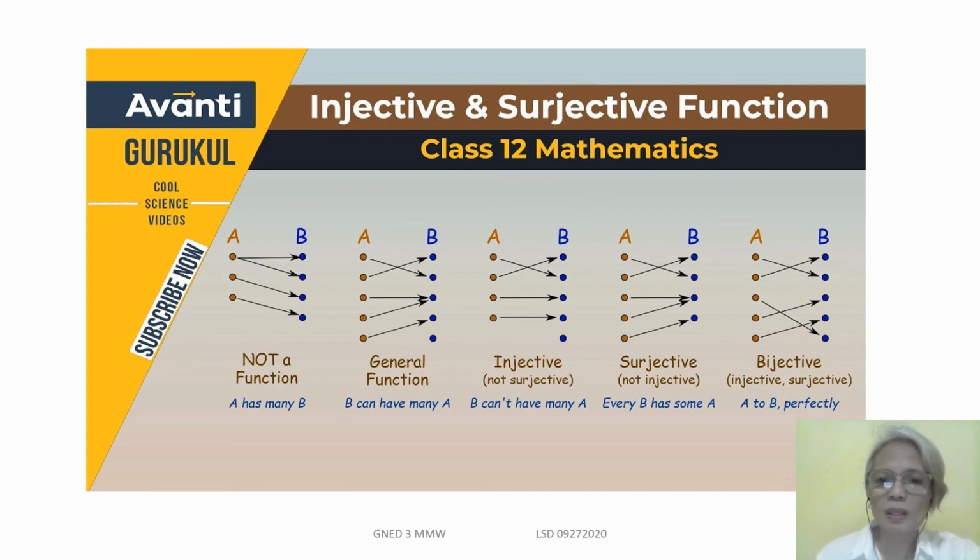Okay? This one is an injective, meaning one-to-one. So one is assigned to a specific output. So this is one-to-one. This is surjective. Every element of B has a pre-image. And this one is a bijective function, meaning one-to-one and onto.